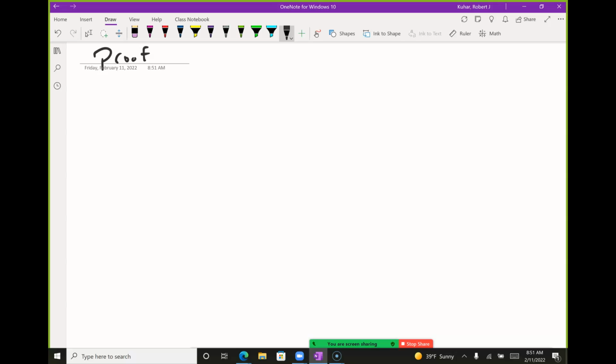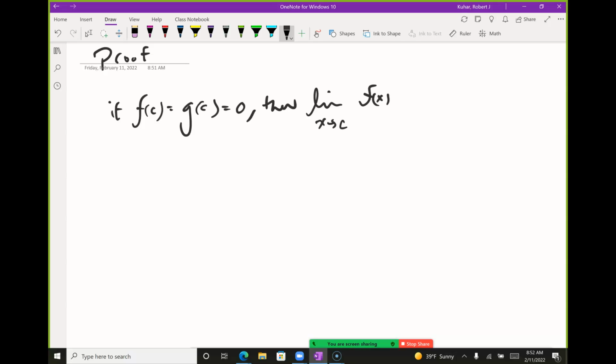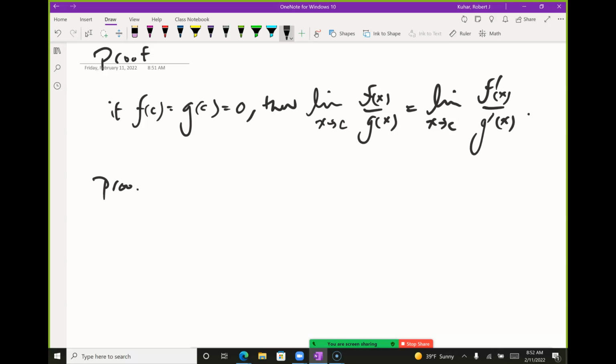So we want to remember what we're trying to prove. If f of c equals g of c equals 0, then the limit as x goes to c of f of x over g of x equals the limit as x goes to c of f prime of x over g prime of x. I just wrote it again just so I'd have it on one page. And I want to start, in order to prove it, right, so here's my proof.